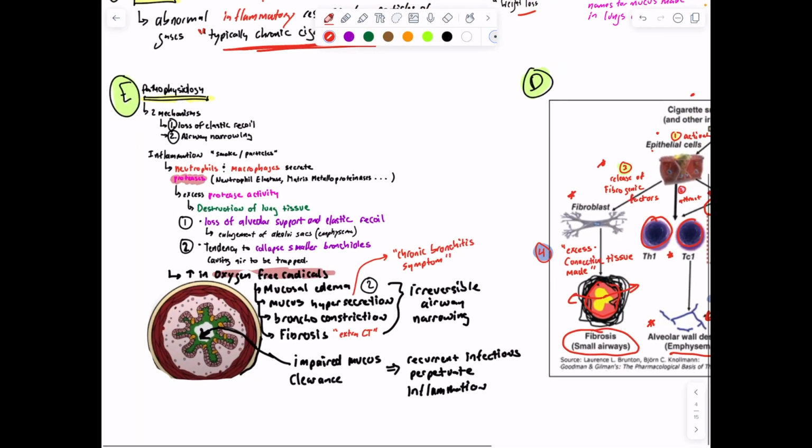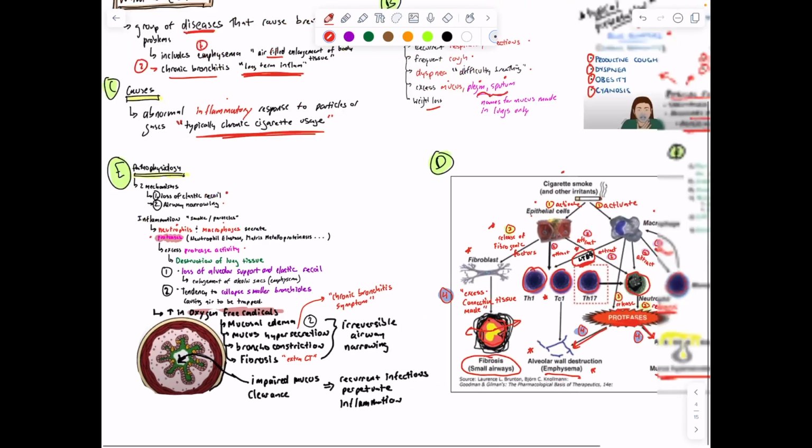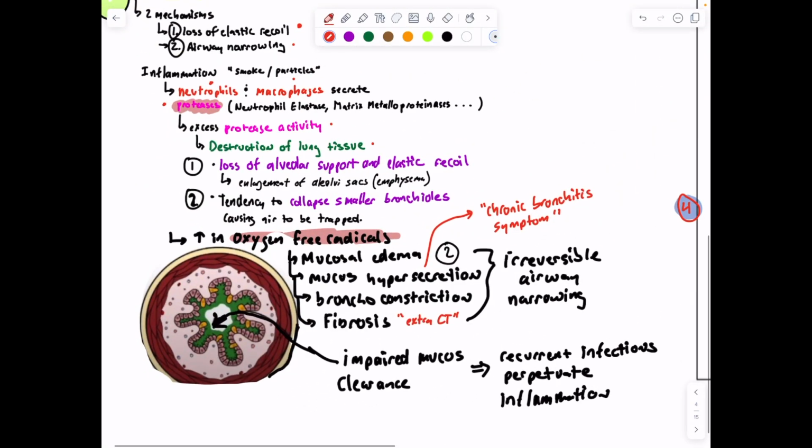All right, so a little bit more on the pathophysiology over here. Loss of elastic recoil, we see in emphysema a lot, and then airway narrowing as a result of inflammation. We said that our neutrophils and our macrophages release proteases, and excess protease activity, which we looked at over here, is going to lead to destruction of lung tissue, the loss of alveolar support and elastic recoil. This leads to the enlargement of the alveolar sacs, which is kind of the definition of emphysema.